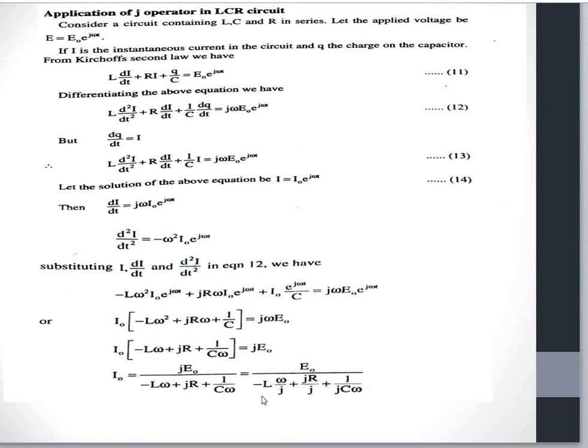So that is equal to E0 into minus L omega by, and we are going to cancel j from all these terms. In order to take j out of these terms, we have to divide by j. When we take j from this term, we will get R. From here, when we take a j from this term, we have to multiply and divide by j.